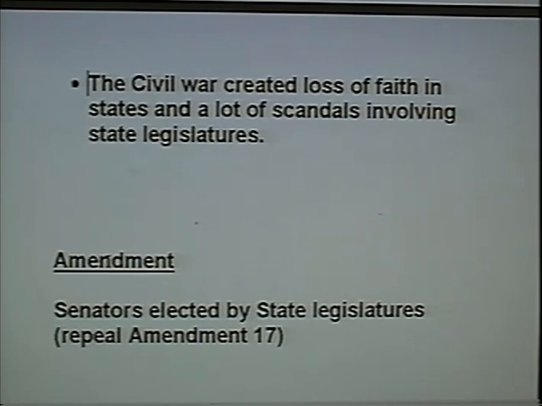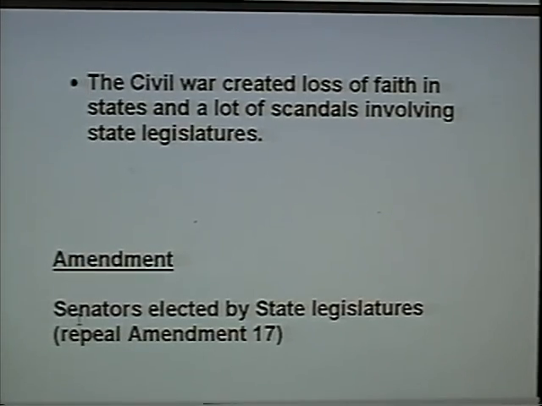So what is needed is a constitutional amendment that senators are again elected by state legislators, so we need a constitutional amendment to repeal Amendment 17.